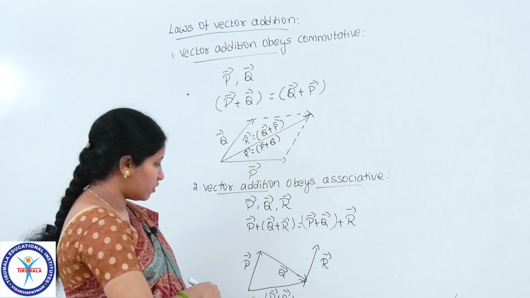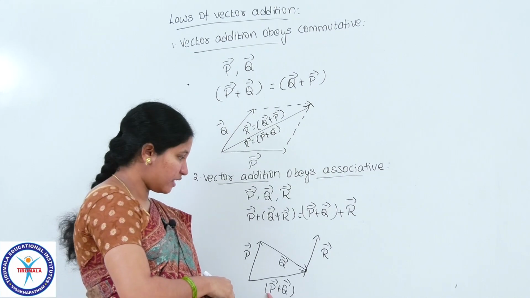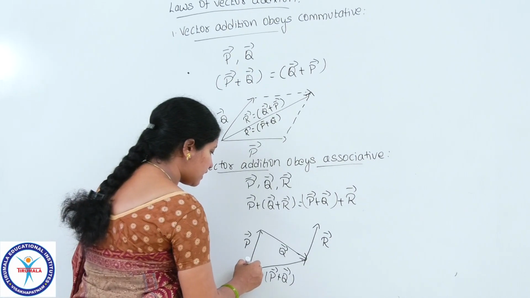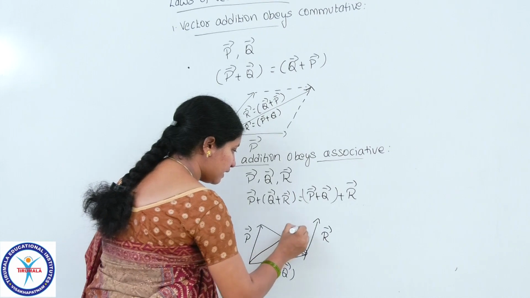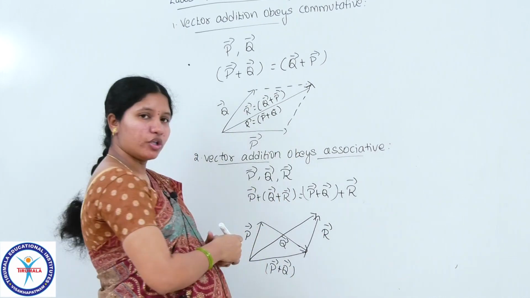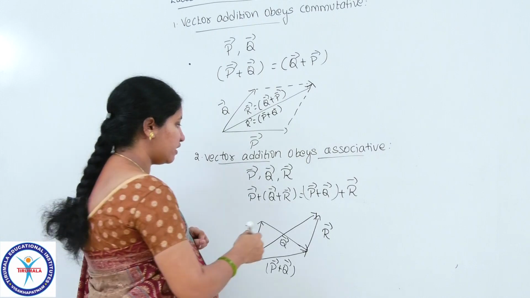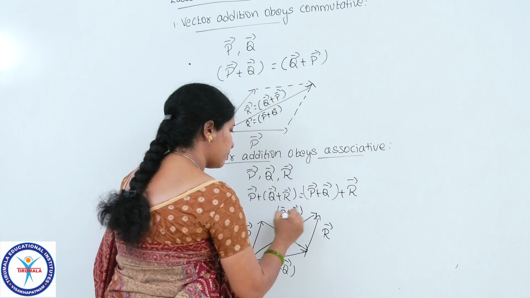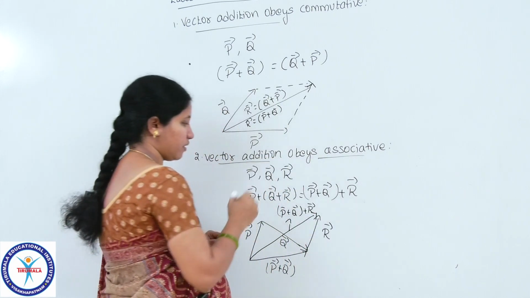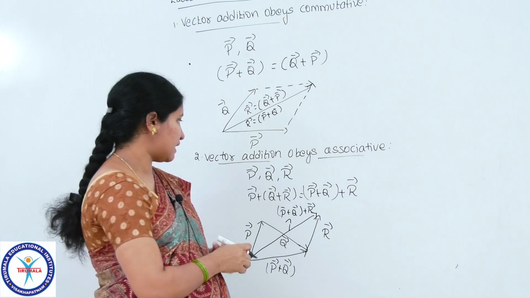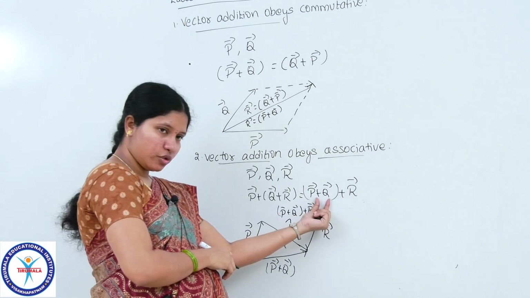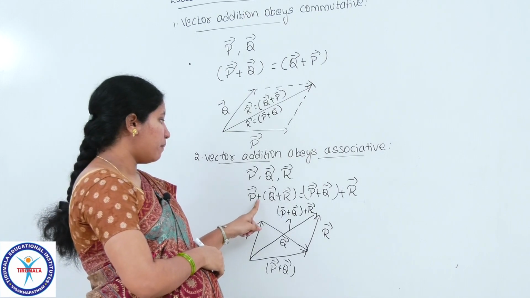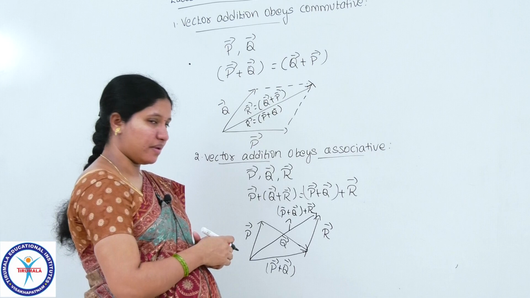So if you observe, p bar plus q bar is one side of a triangle and r bar is another side of a triangle. So the closing side, that is the third side of the triangle, which is taken in reverse order, gives us the resultant. So this denotes p bar plus q bar plus r bar. So this is the diagrammatic representation for p bar plus q bar plus r bar. So let us see the diagrammatic representation for p bar plus q bar plus r bar.